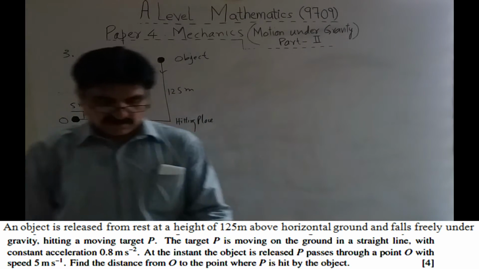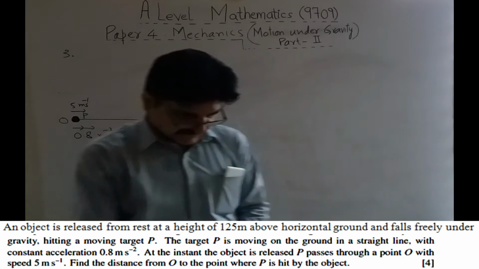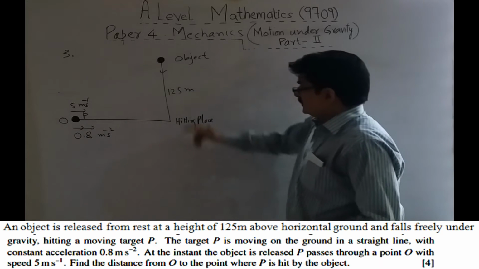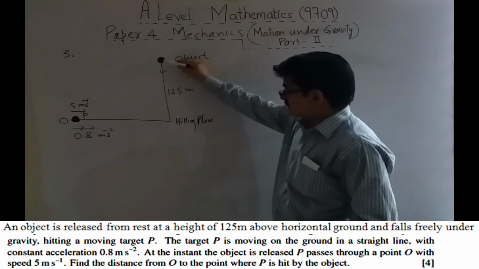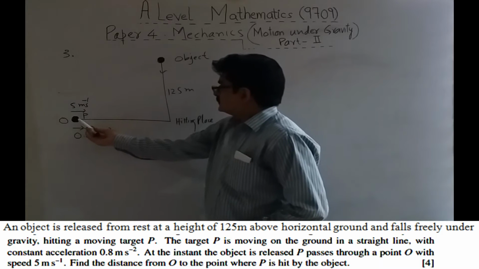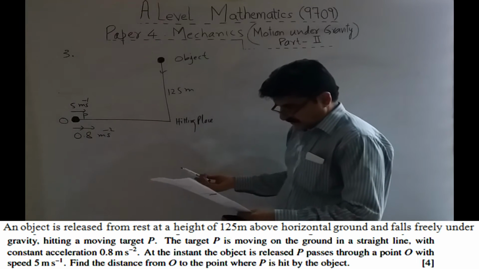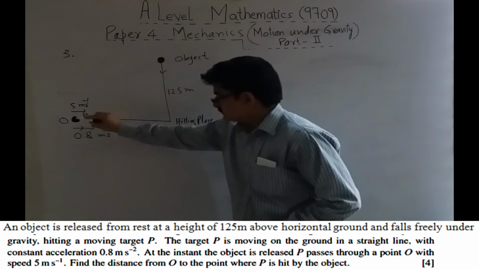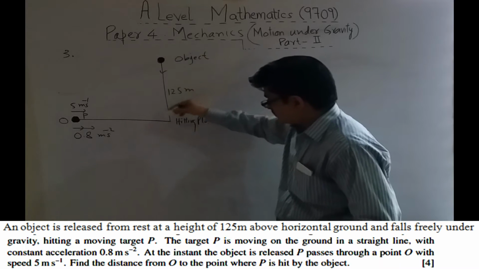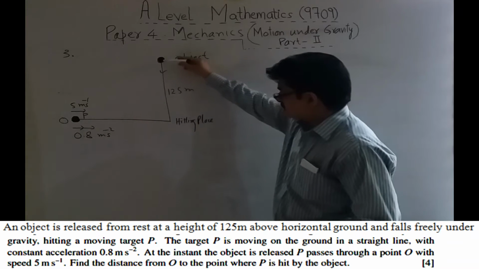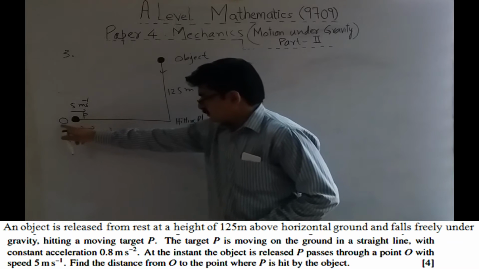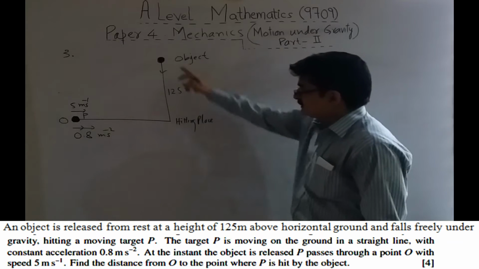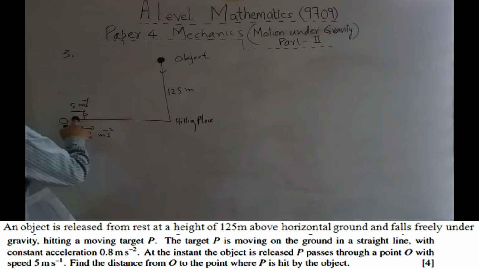Okay, students, next question, question number 3. Read the question. It's a simple and very interesting situation. We have some object over here and a moving target or target P. We want to hit this target by this object. This object will hit this target. When the object is dropped, the target is moving at point O towards this direction with initial velocity of 5 when it is dropped. So we have to find this distance.